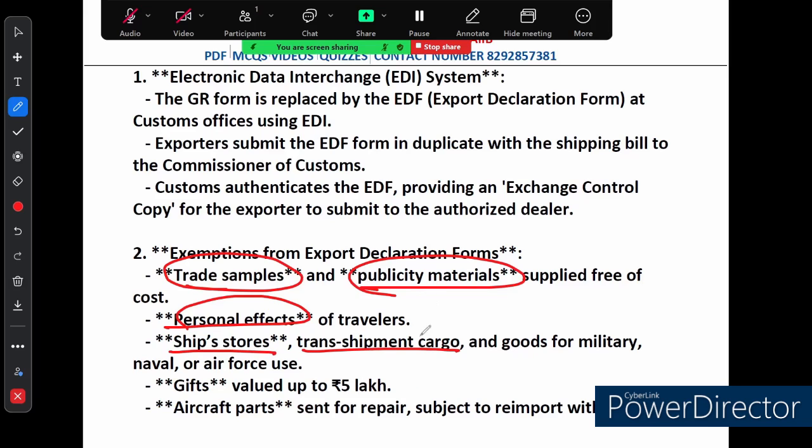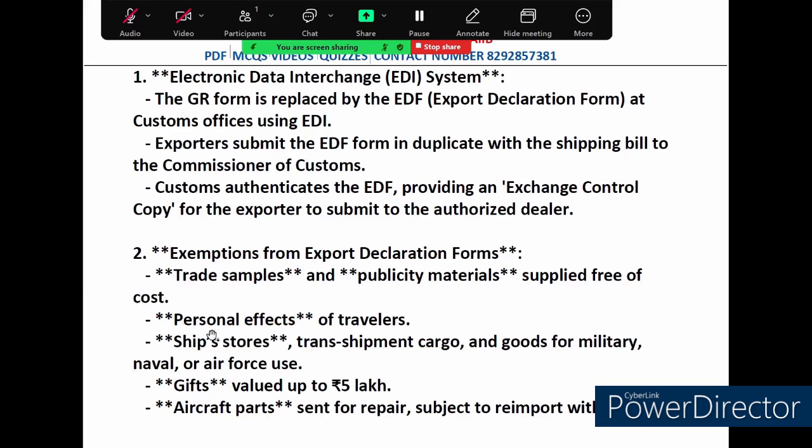Basically, what is transshipment cargo? Goods transferred between ships. And items for military, naval, or air force use. So you do not need to declare all these things. If you are sending out a gift up to 5 lakh, you don't need to worry about filling the EDF. Then the aircraft parts that need repair and will be re-imported within 6 months also qualify for the exemption. Remember these things, they are super important, because the exemptions are asked every year.